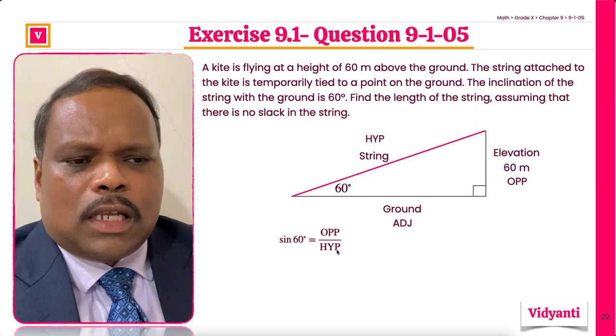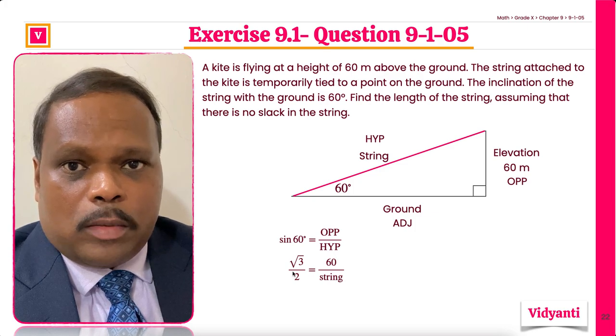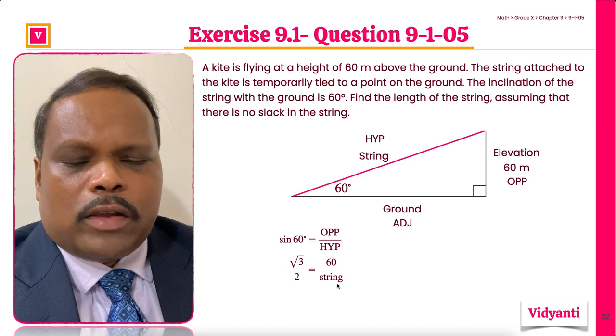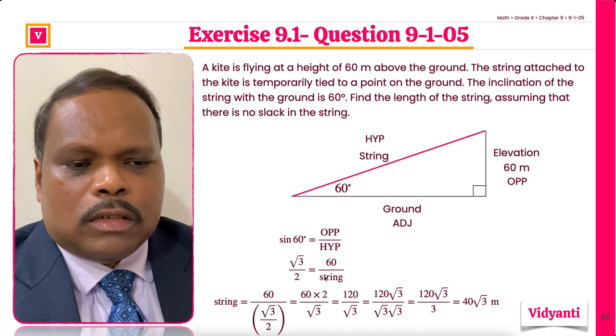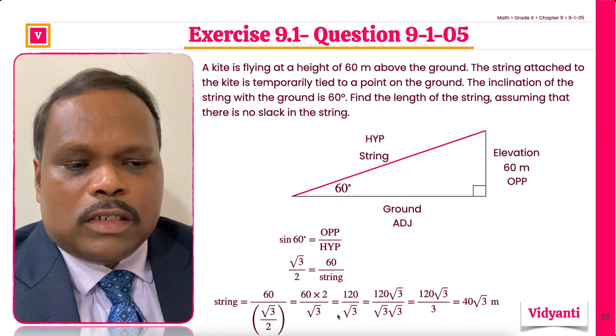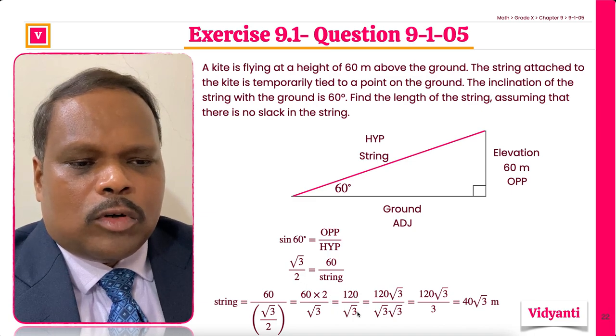So sine 60 is opposite over hypotenuse. So that will come out to be sine 60 from this trigonometric ratio. It is root 3 by 2. And the hypotenuse is, I have kept it as a string. So the string goes on the other side and we do some manipulation. The string goes on the other side, root 3 by 2 comes this side. So it will become 60 divided by root 3. Dividing by a fraction is the same as multiplying by its reciprocal. So it will come out to be 120 by root 3.